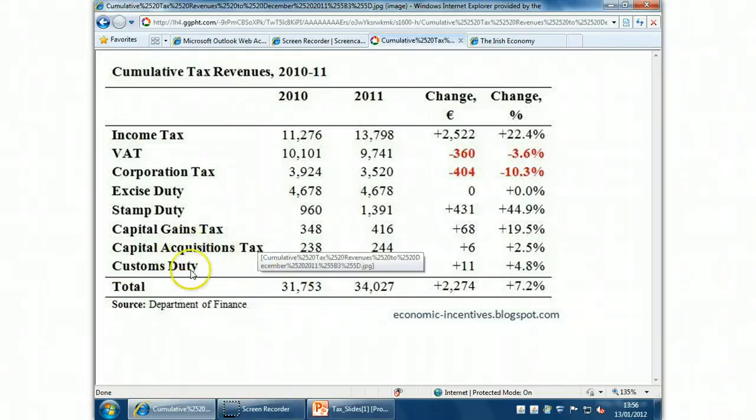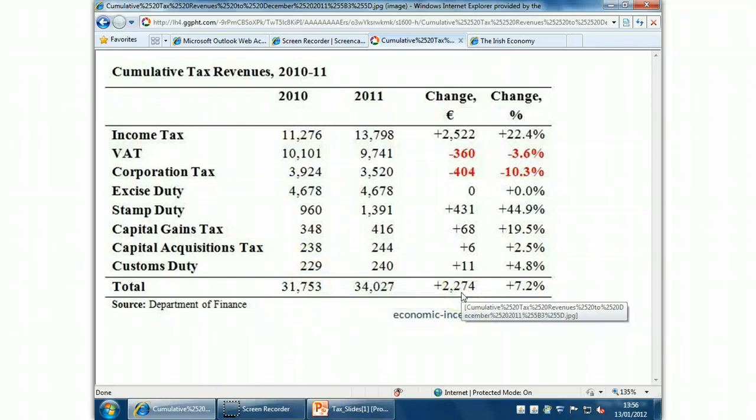And as I said, customs duty is largely an EU tax that we just collect, but it's only a tiny amount of the proportion. So I'll leave that with taxation for today. I will take it up with Adam Smith next Thursday.